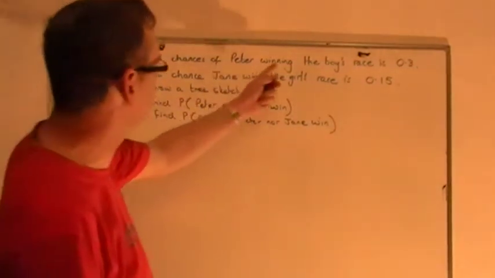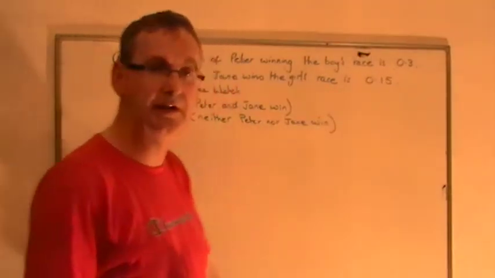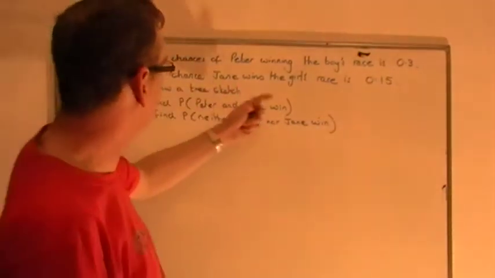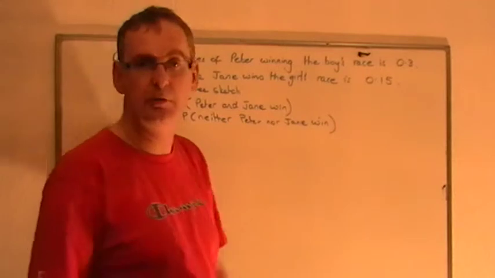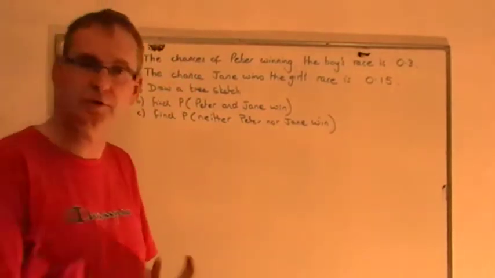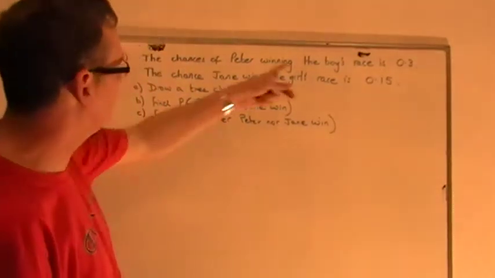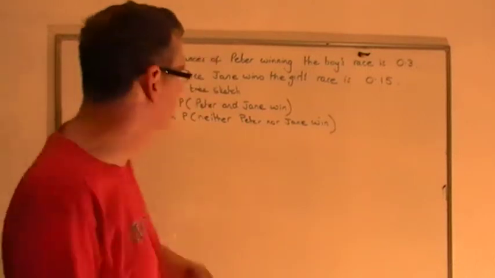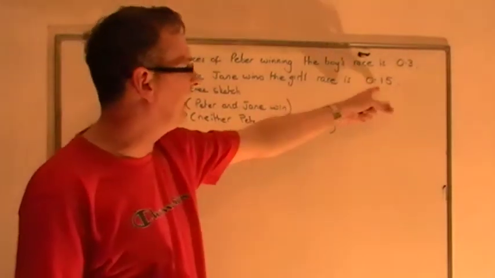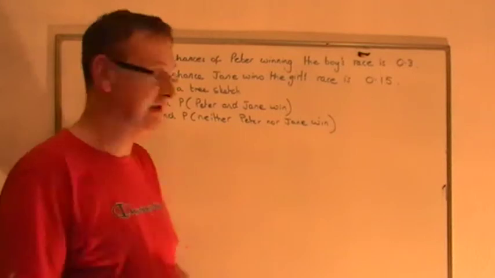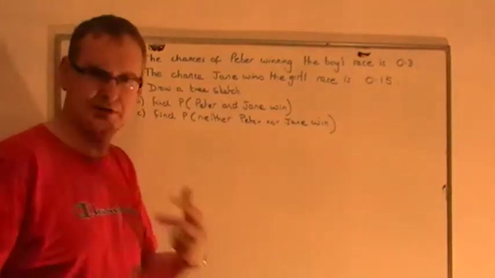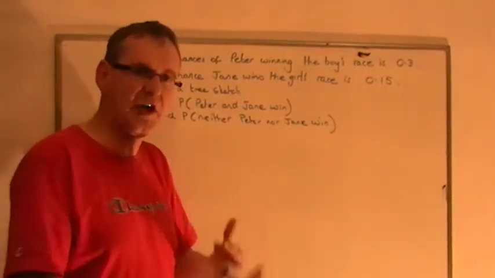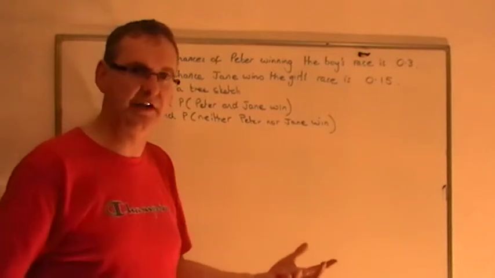So the chances of Peter winning the boys' race is 0.3. Chance of Jane winning the girls' race is 0.15. So we've got two races going on, a boys' race and a girls' race. Peter's got a 0.3 chance of winning the boys' race. Jane's got a 0.15 chance of winning the girls' race. Part A, draw a tree sketch, obviously to show the chances of people winning these races.